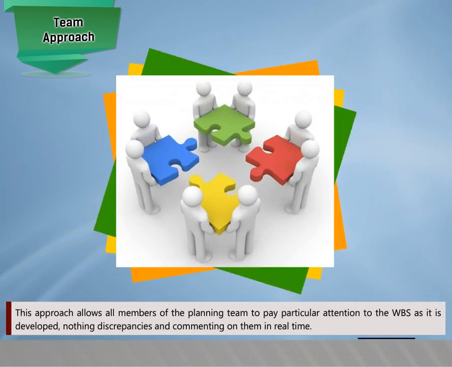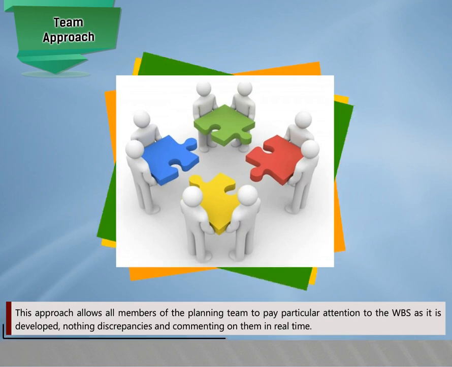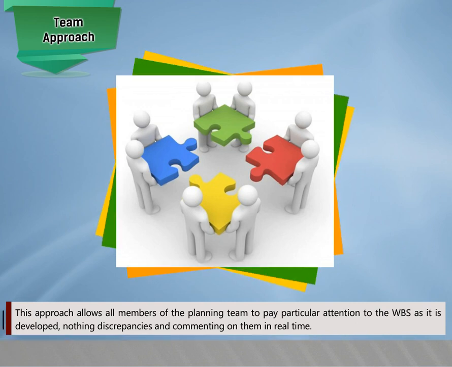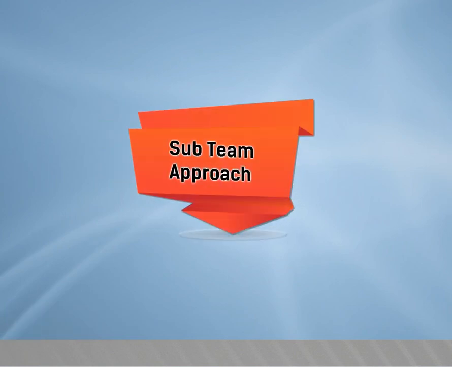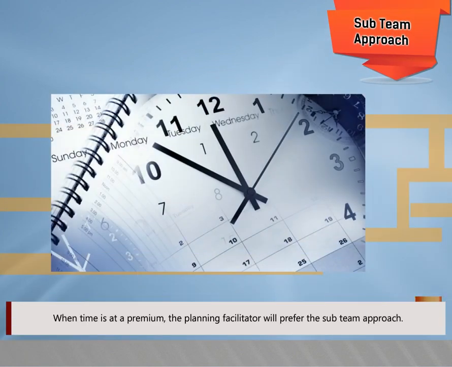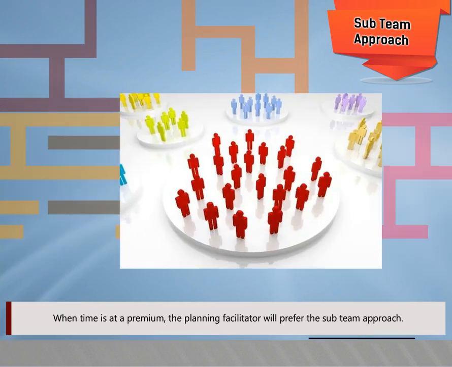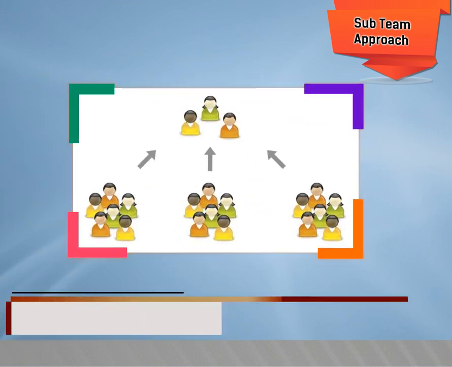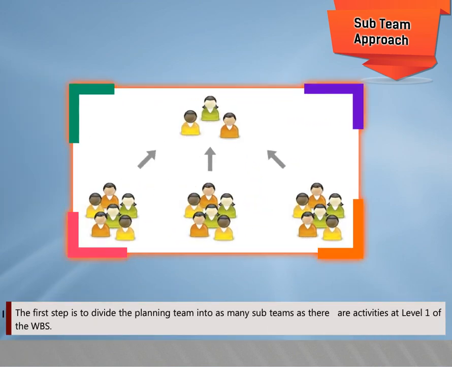This approach allows all members of the planning team to pay particular attention to the WBS as it is developed, noting discrepancies and commenting on them in real time. Sub-team approach. When time is at a premium, the planning facilitator will prefer the sub-team approach. The first step is to divide the planning team into as many sub-teams as there are activities at level 1 of the WBS. Then follow these steps.